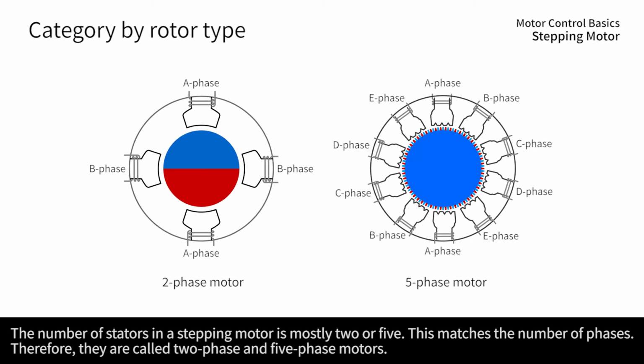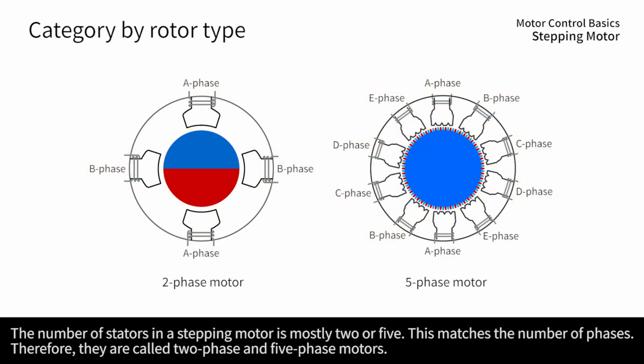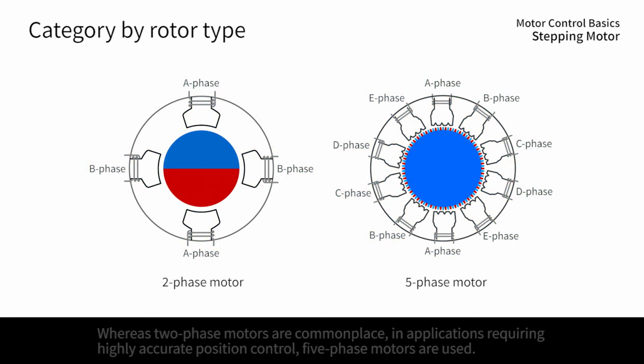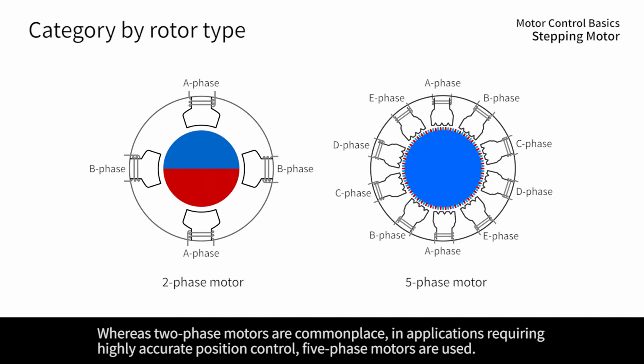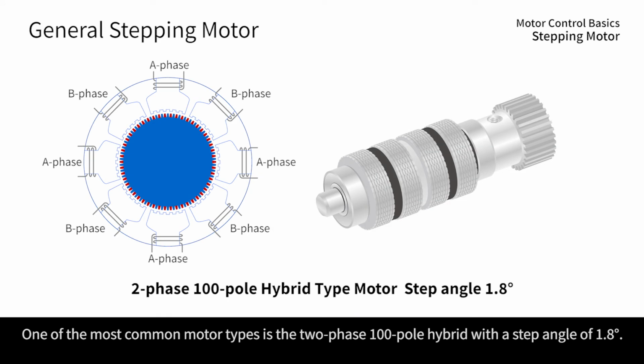The number of stators in a stepping motor is mostly 2 or 5. This matches the number of phases. Therefore, they are called 2-phase and 5-phase motors. Whereas 2-phase motors are commonplace in applications requiring highly accurate position control, 5-phase motors are used. One of the most common motor types is the 2-phase 100-pole hybrid, with the step angle of 1.8 degrees.